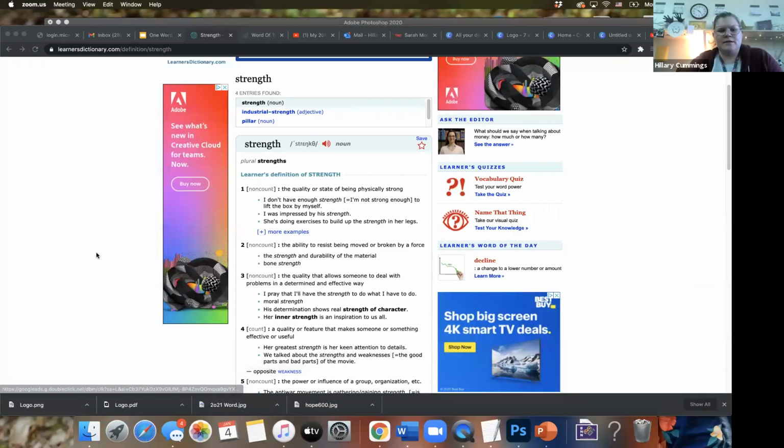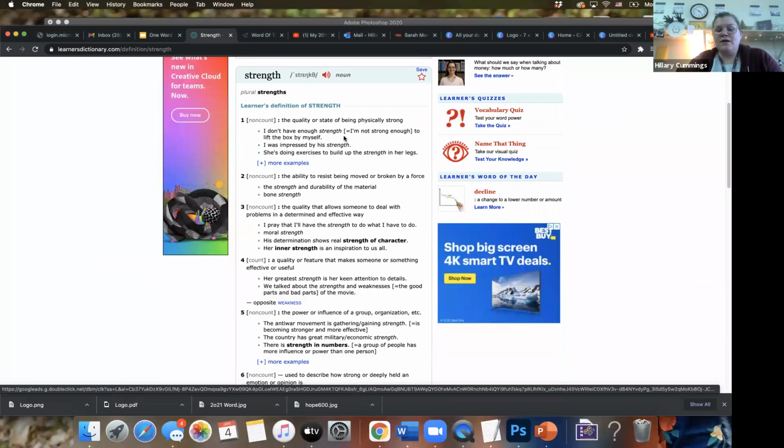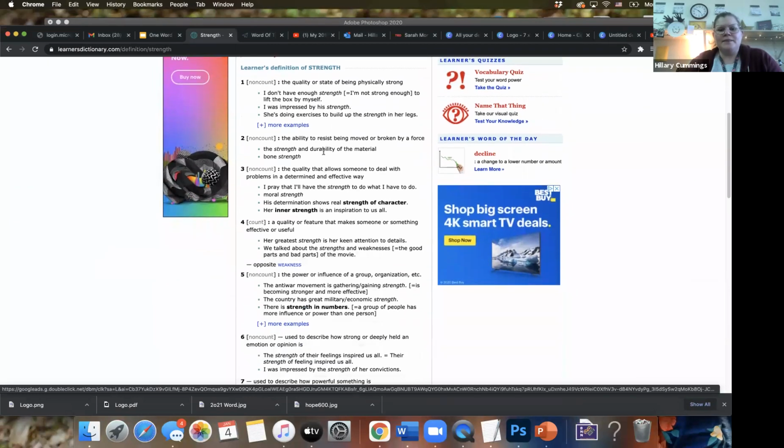And I just realized that I don't know that my screen is being shared. So let me share that with you really quick. Okay, so here we are, strength. The quality or state of being physically strong, that's not exactly the definition that I'm looking for. The ability to resist being moved or broken by force. I kind of like that idea because I want to be strong in my ideas and my convictions in life. Another is the quality that allows someone to deal with problems in a determined and effective way. Ooh, I like that one, okay?